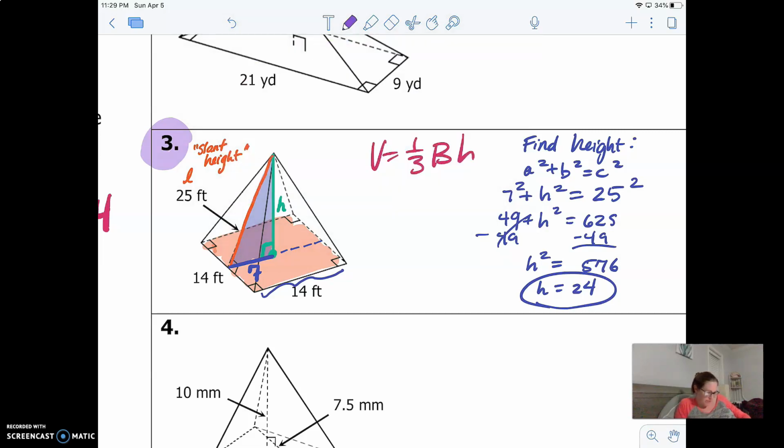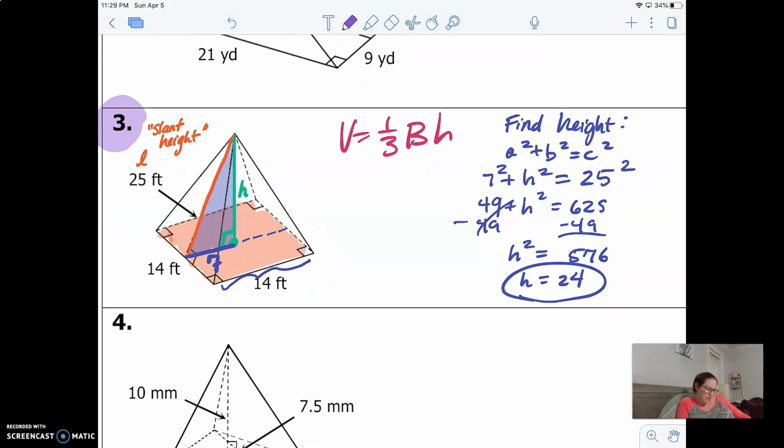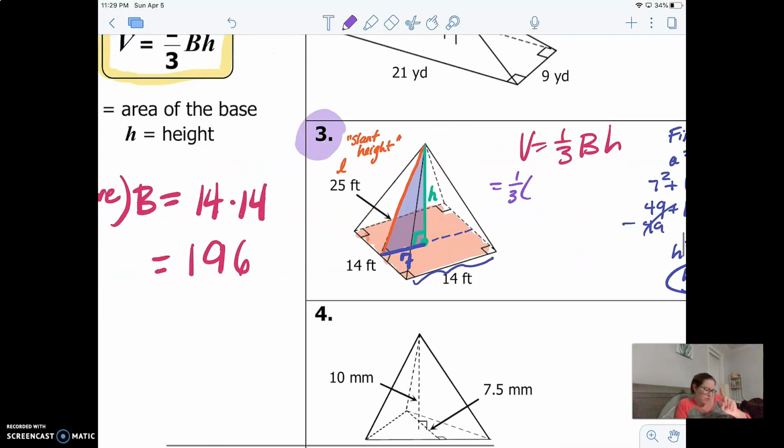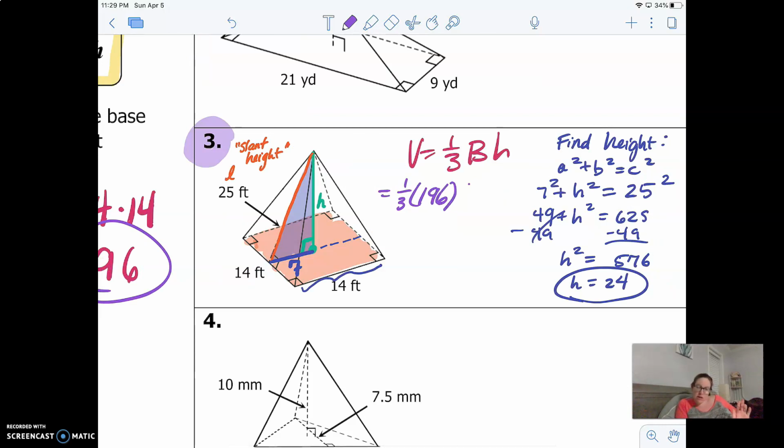Let's do purple. Okay, so the volume is 1/3 of capital B. Ooh, what's capital B again? We did that all the way over here. That was 196. So that's capital B. Your height is 24. Okay, here you go. Plug and chug.